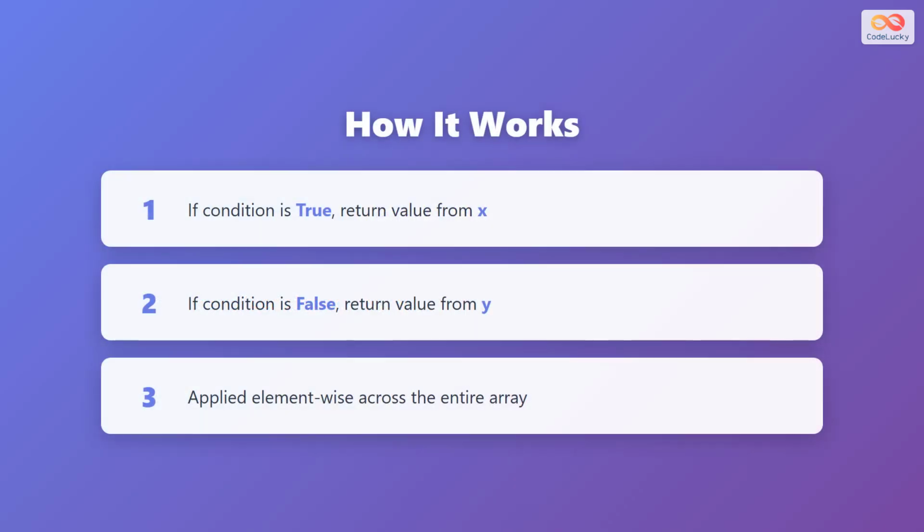Here's how np.where works step by step. First, if the condition is true for an element, the function returns the corresponding value from x. Second, if the condition is false, it returns the corresponding value from y. Third, this process is applied element-wise across the entire array, making it very efficient for large datasets.